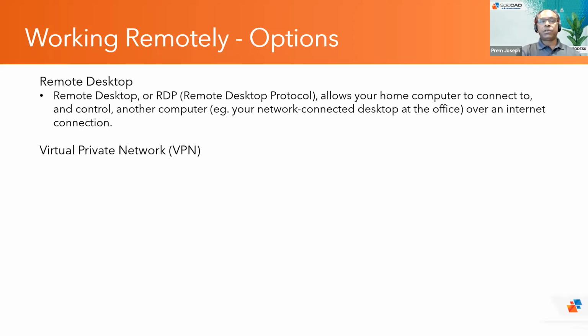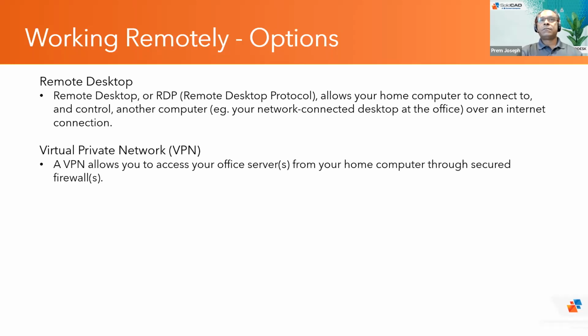The second option is a virtual private network, or VPN. It allows you to access your office servers from your home computer through a firewall. You can run applications directly on the PC. And most of the time, you're accessing your office network environment for specific network drives or printers.